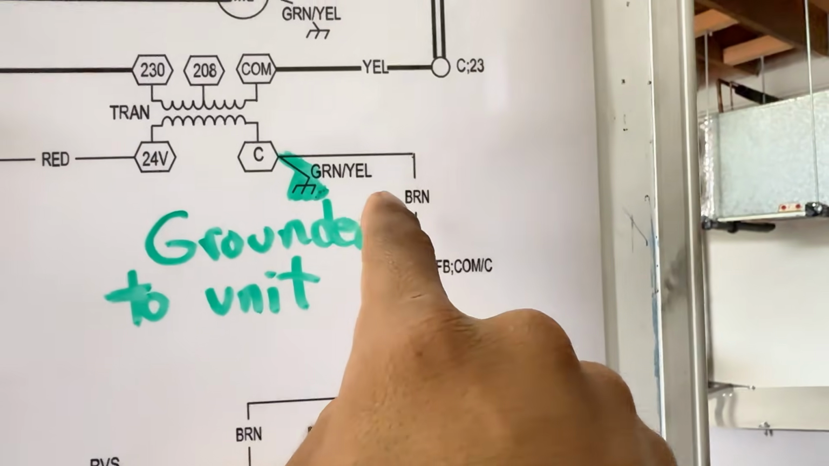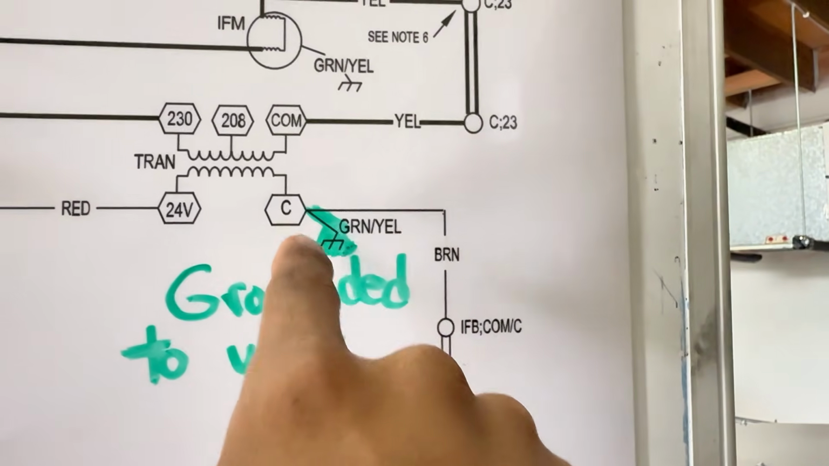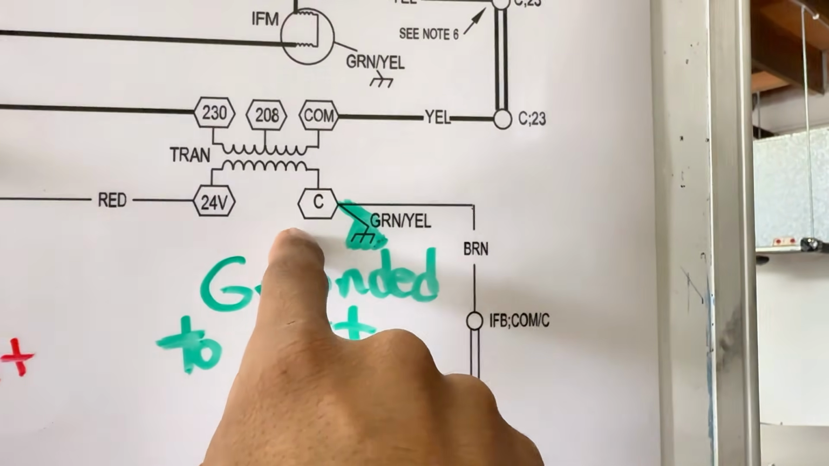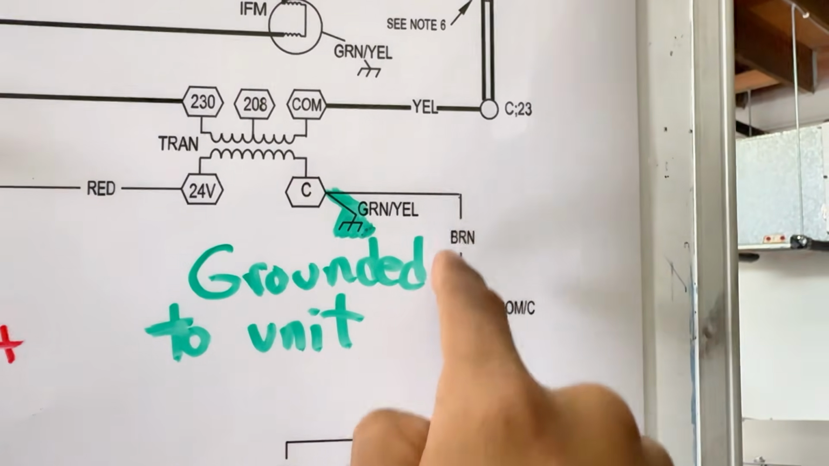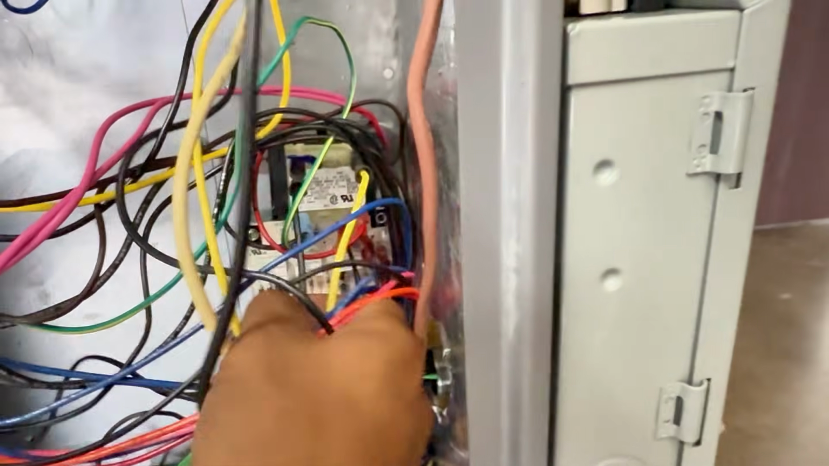So let's go ahead. Actually, I missed something too. You actually have a ground and yellow. This is ground and yellow, the one going to your package unit, grounding it. But you have another wire coming out that is brown. Okay, so we got two wires coming out. So here we go. Let's get closer.